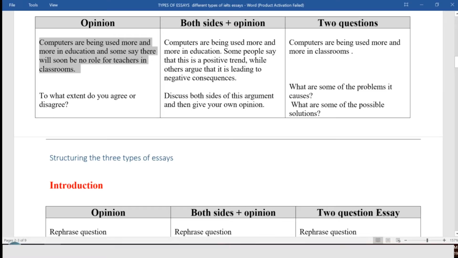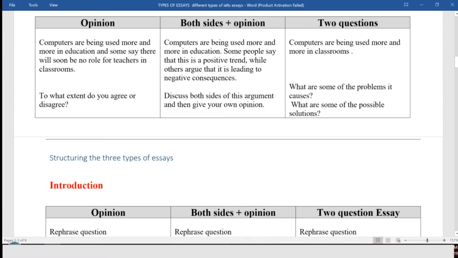in classrooms. Okay, so that's the topic, and then we've got the question words. To what extent do you agree or disagree? So if you're agreeing, then you are believing that there'll be no role for teachers in classrooms, that teachers are going to lose their jobs. And if you disagree, then you think that teachers will still be needed in classrooms. And note that you have to say the extent. So you could totally agree, you could totally disagree. The key point is you need to say how much you agree or disagree.